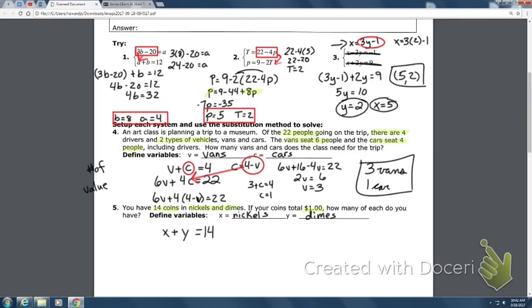So next, the value. What is the value of a nickel? 0.05. Okay, now don't write this equation out yet. Kind of follow me up here because I'll change it. So the value of a nickel, 0.05. What's the value of a dime? 0.1. And then the value of all my coins together was $1.